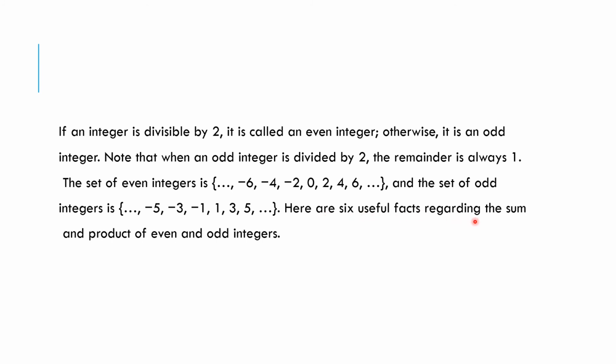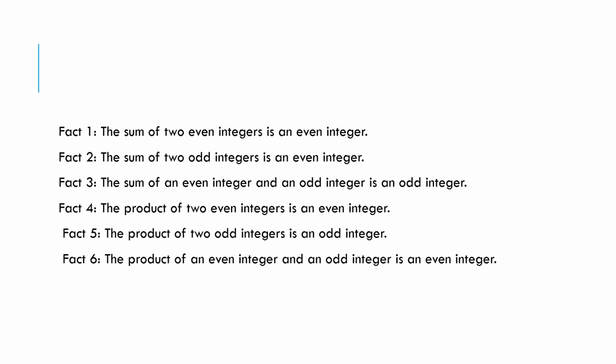Here are 6 useful facts regarding the sum and the product of even and odd integers. Fact number 1. The sum of two even integers is an even integer. Fact number 2. The sum of two odd integers is an even integer. Fact number 3. The sum of an even integer and an odd integer is an odd integer. Fact number 4. The product of two even numbers is an even integer. Fact 5. The product of two odd integers is an odd integer. Fact number 6. The product of an even integer and an odd integer is an even integer.